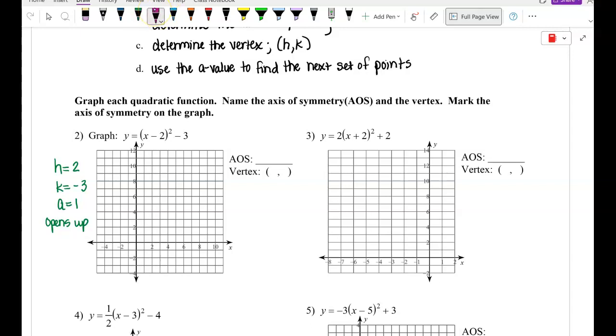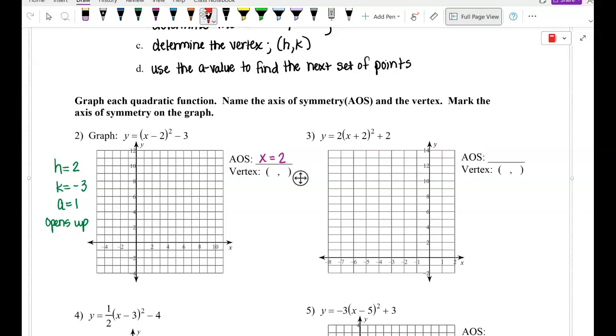So now, what is my axis of symmetry here, based on this information? Okay, it's not just 2. Again, it is an equation of a line. So it is x equals 2. It is important when you're talking about axis of symmetry that it is written as x equals. It is a vertical line. That's why it's an x equals, because it's a vertical line. So we go to 2 on our x-axis.